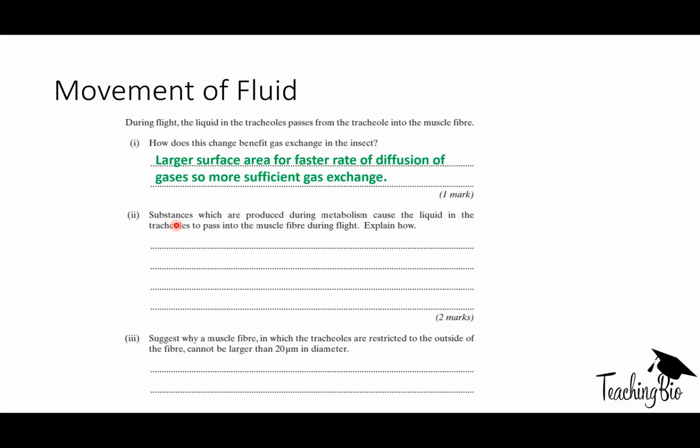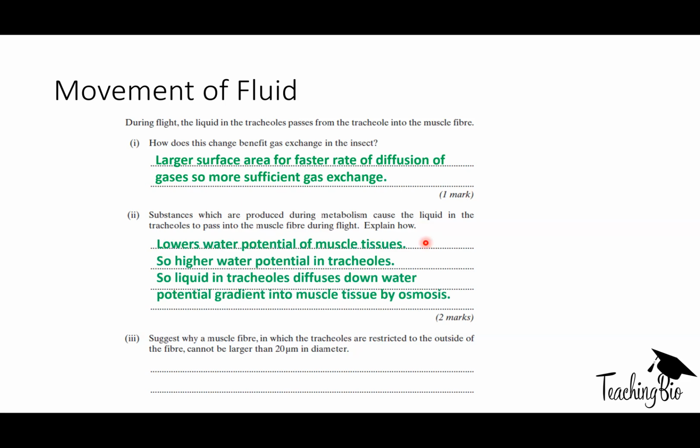The next question talked about substances which are produced during metabolism causing the liquid in the tracheoles to pass into the muscle fiber during flight. So this is saying exactly how that fluid might move. So these substances are probably going to reduce the water potential of the muscle tissues. Again, because it's a liquid, it's probably going to move by osmosis. So by lowering the water potential, we create a water potential gradient. There's a higher water potential in the tracheoles compared to the muscle tissues. So the liquid in the tracheoles diffuses down the water potential gradient into the muscle tissue by osmosis.